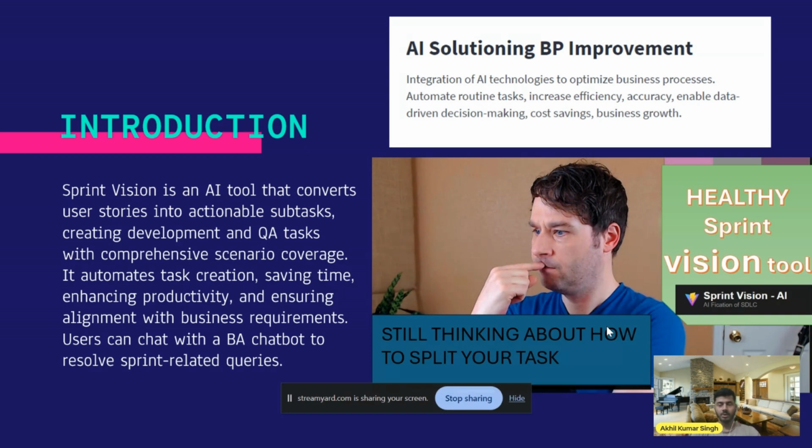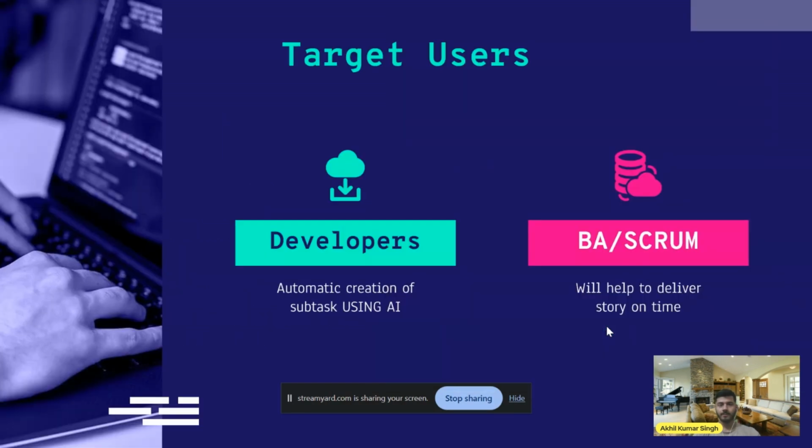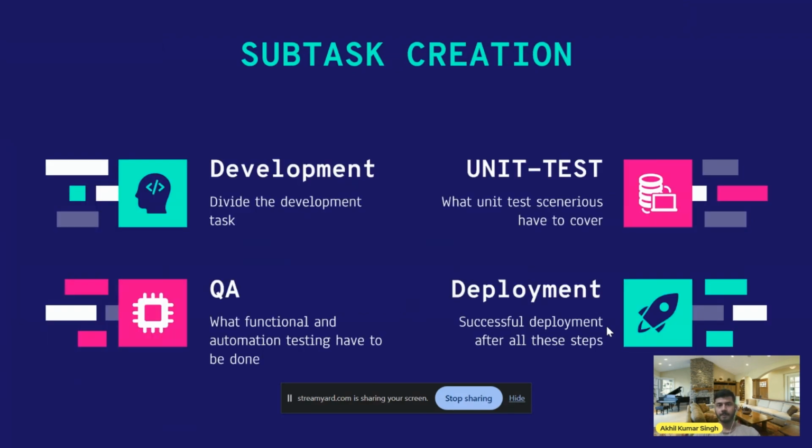We also have one BA chatbot that can resolve your queries within the sprint. Our target users are mainly developers and BAs, because developers have to create subtasks for the main story, so it can help them. And for the BA, we have planning and grooming calls, so it can deliver your story creation on time.